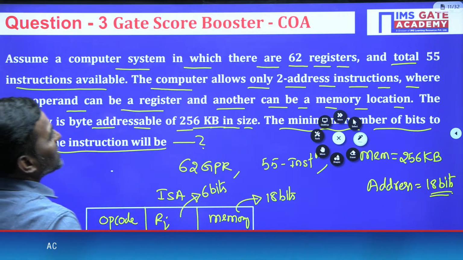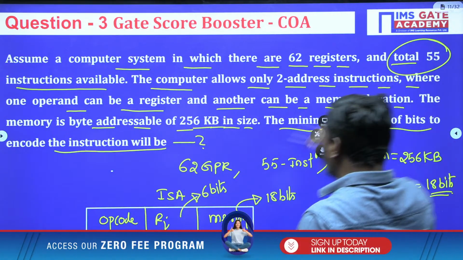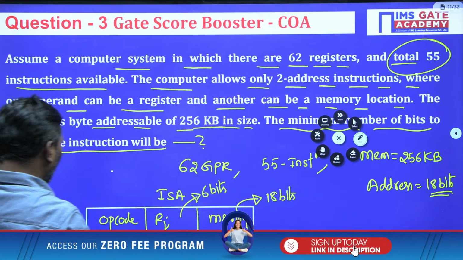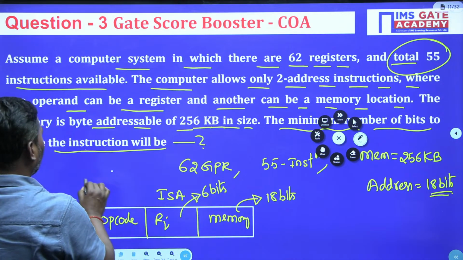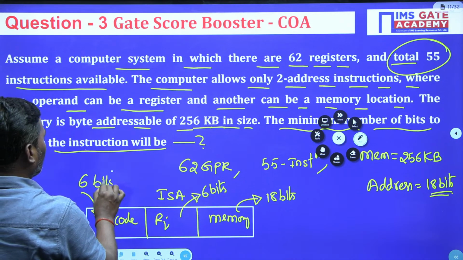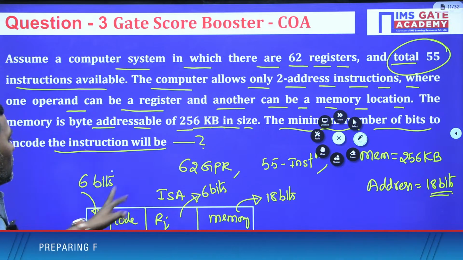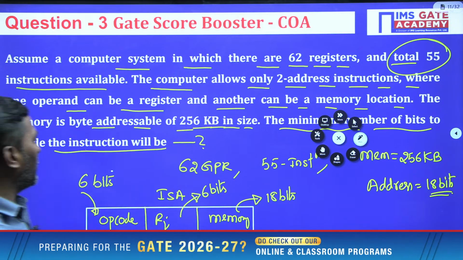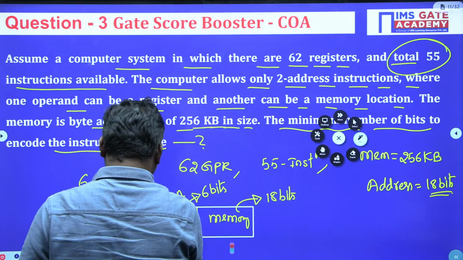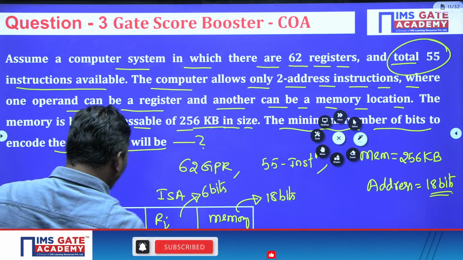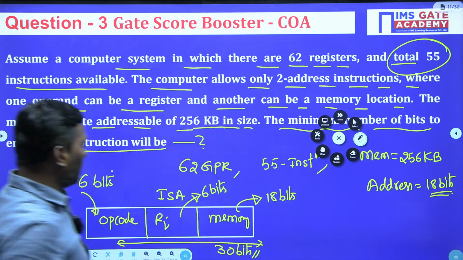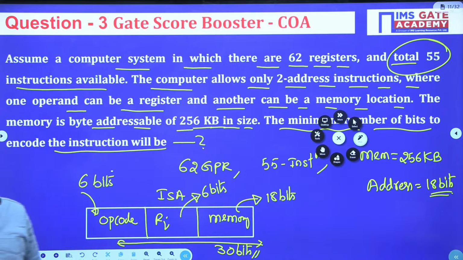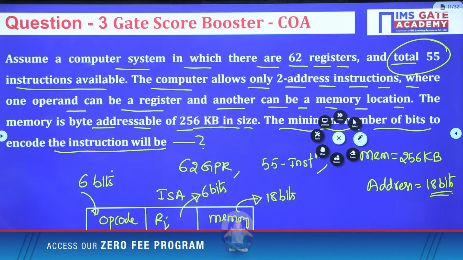Now, how many such instructions are there? Total opcodes, instructions are nothing but opcodes only. For 55, it is above 32, so definitely 6 bits are required. So 6 plus 6 plus 18, right? Total will be my instruction size. This instruction size is going to be 30 bits long. Am I right? Yes, very good. Let's move to another question.